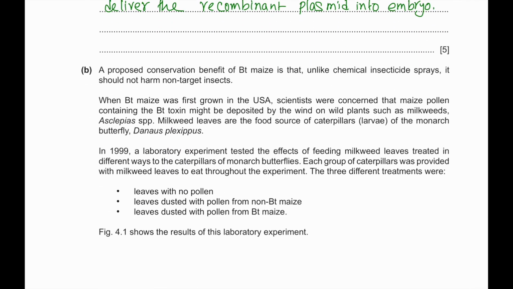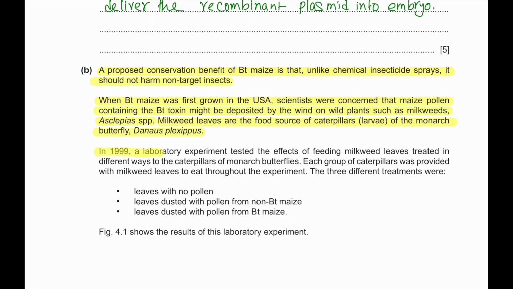Part B. A proposed conservation benefit of Bt maize is that unlike chemical insecticide sprays, it should not harm non-target species. When Bt maize was first grown in USA, scientists were concerned that the maize pollen containing the Bt toxin might be deposited by the wind on wild plants such as milkweed, Asclepias spp. Milkweed leaves are the food sources of caterpillar larvae of the monarch butterfly, Danaus plexippus.